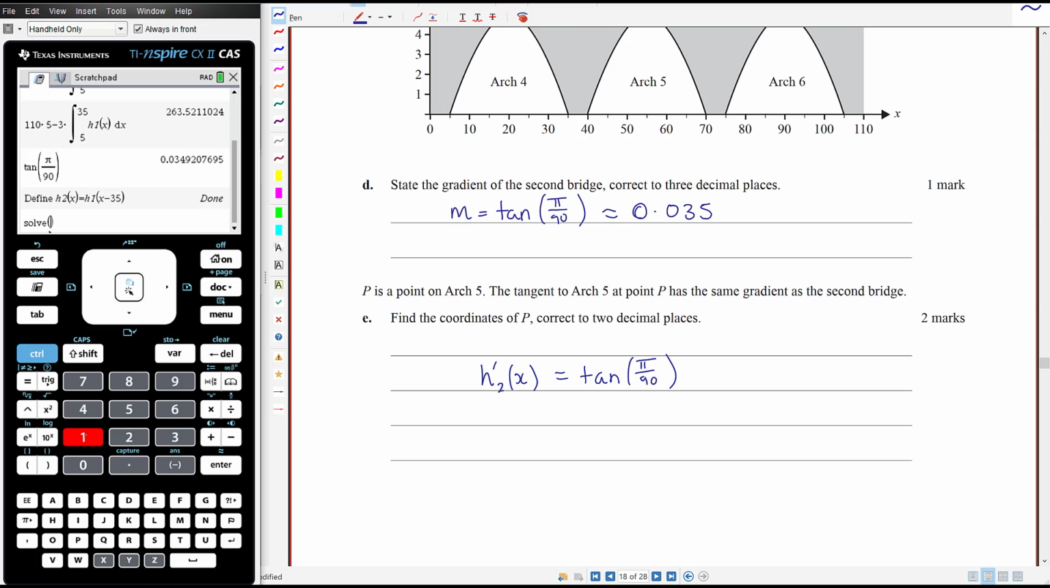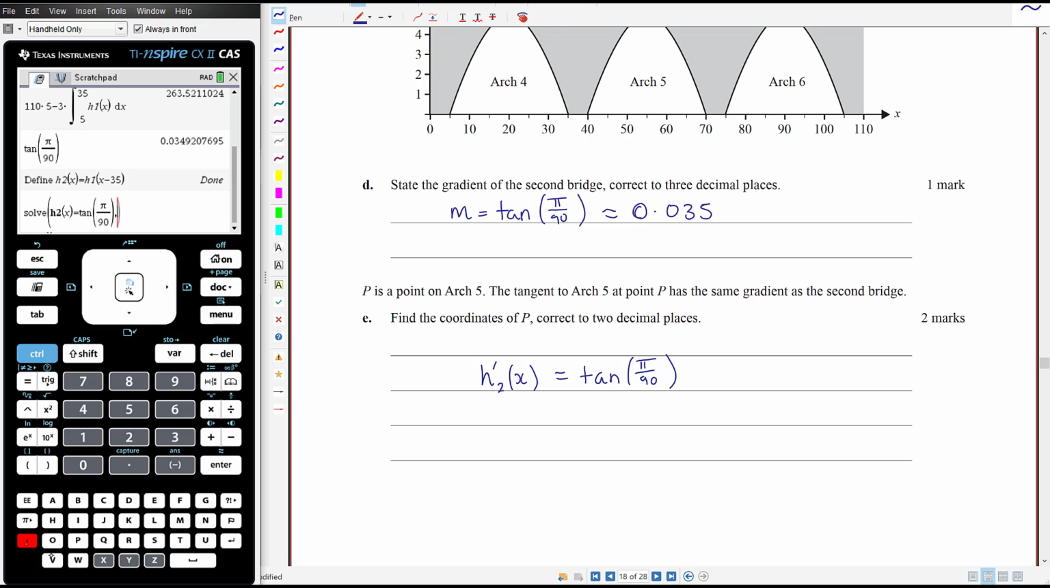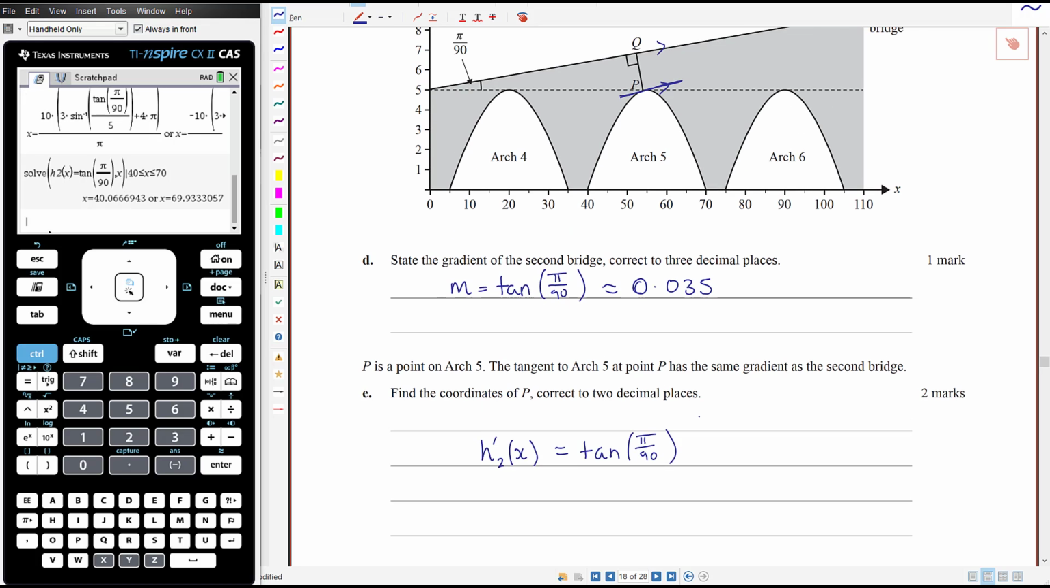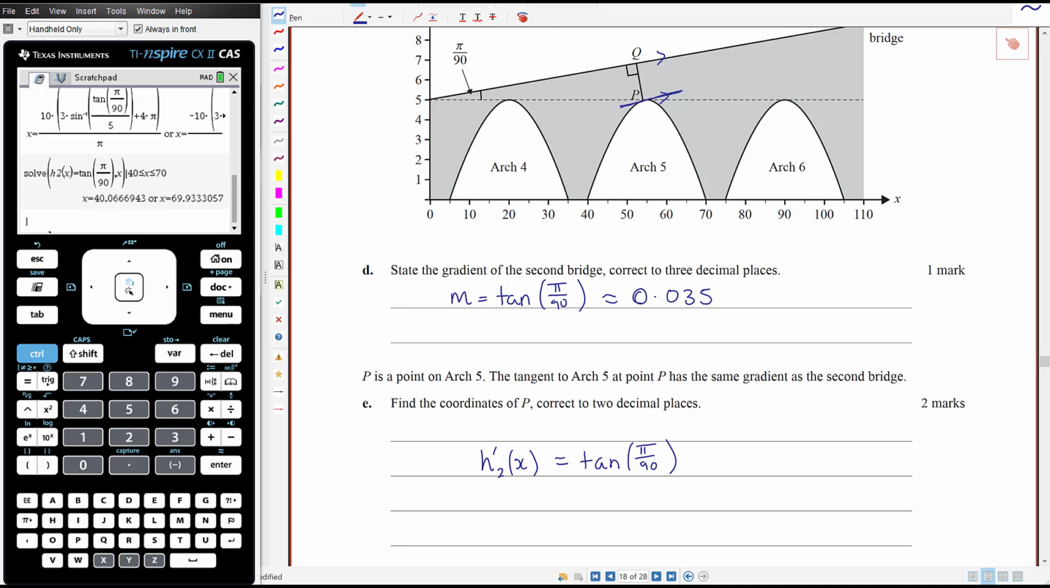Okay, so if we solve h2 of x equal to this 4x, and it's a trig function, so we probably need to give a domain because there'll be infinitely many solutions to that. So given that we are between 40 and 70, x is somewhere between 40 and 70. Control Enter. Okay, so we're actually getting 2 points. Why are we getting 2 points in that interval?